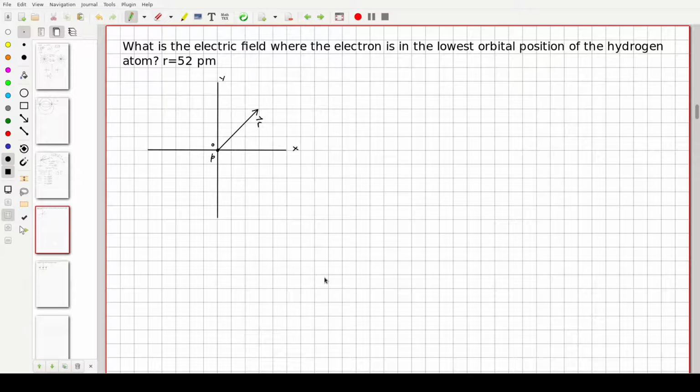Now, in this case, we don't care that the electron is here. We just care that that's its position. We don't care about its charge or anything like that. So what we're given here is that the distance from the origin to where the electron would be is 52 picometers. Now, a picometer is very small. I want to say it's 10 to the minus 12th. Let me verify that. Yep, 10 to the minus 12th. So this would be the same thing as 52 times 10 to the minus 12th meters.